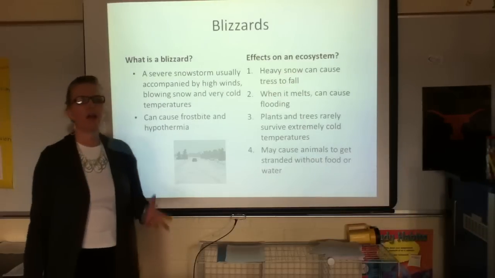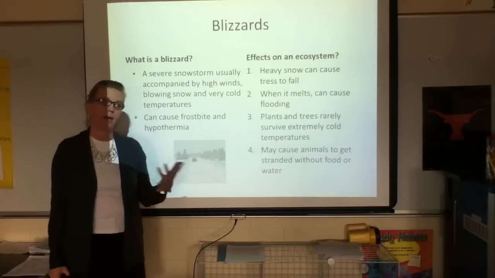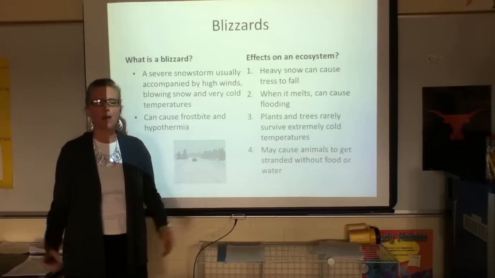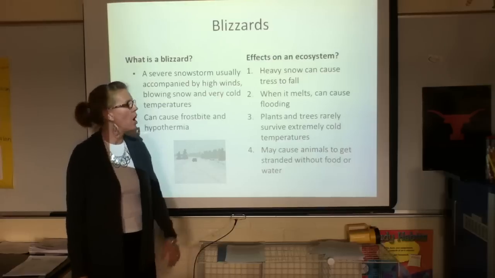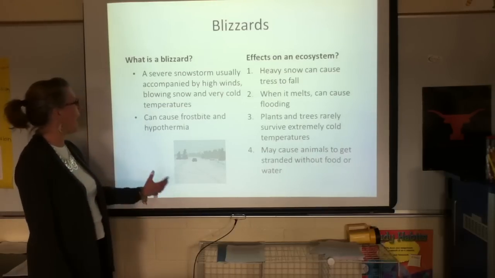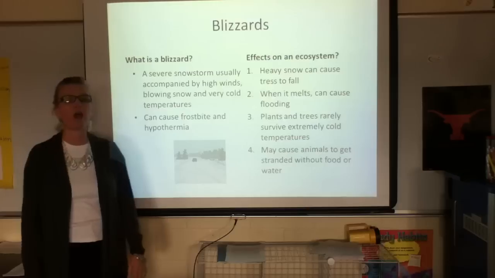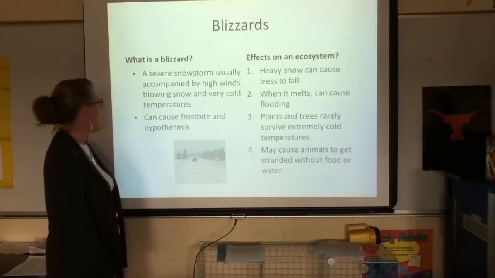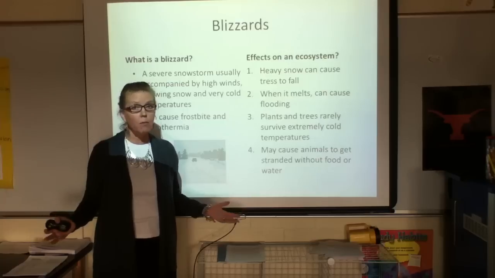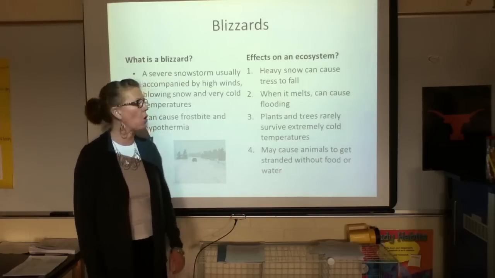All right, another one is a blizzard. And right now we have blizzards going on all across the country in the middle states. A blizzard is a severe snowstorm, and it's usually accompanied by high winds, blowing snow, and very, very, very cold temperatures. Of course, it can cause frostbite and hypothermia in humans and in animals if it gets so cold.